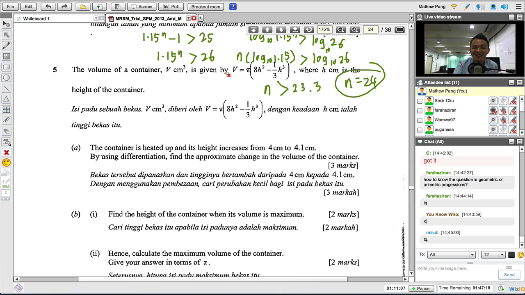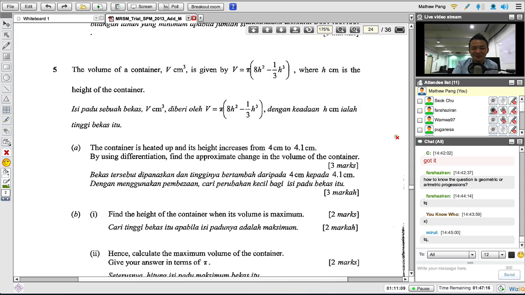Oh my god. Okay, let me just erase this one. Okay, what is this one? I think this one is differentiation chapter.